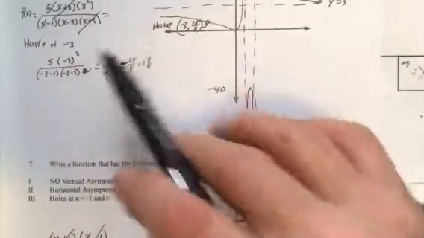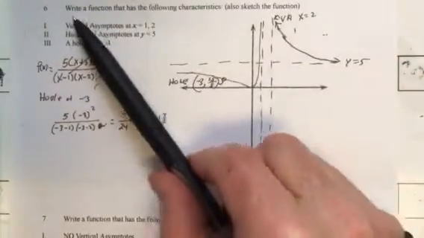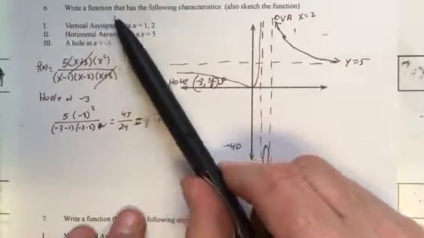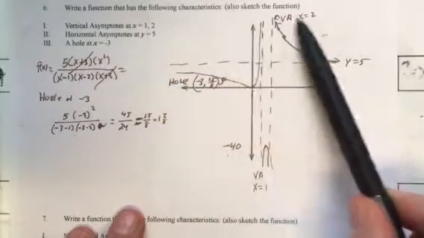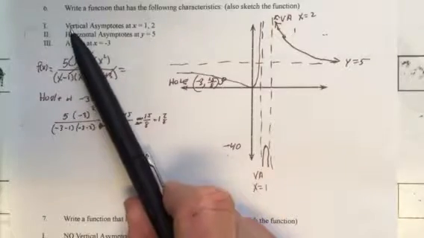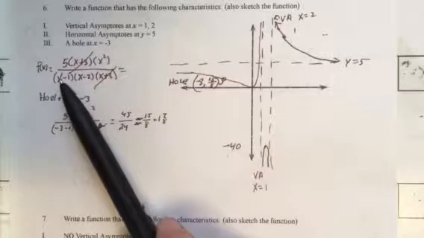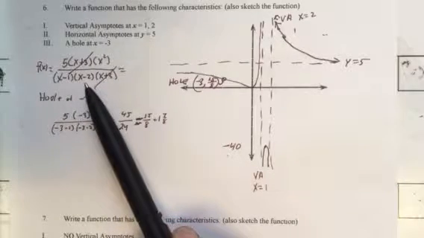Okay. On to the last page here. This is sort of a new way of looking at these problems. Can you invent a function that has the following characteristics and then try to sketch it? So this is reverse engineering here. Start with vertical asymptotes at 1 and 2. So you can start with those factors, x minus 1 and x minus 2.